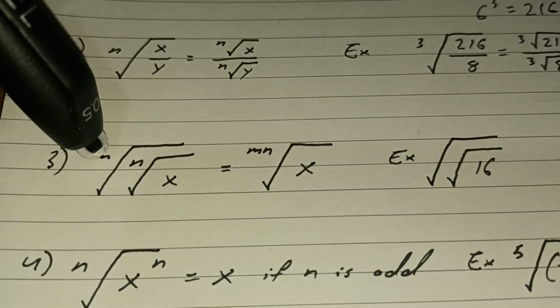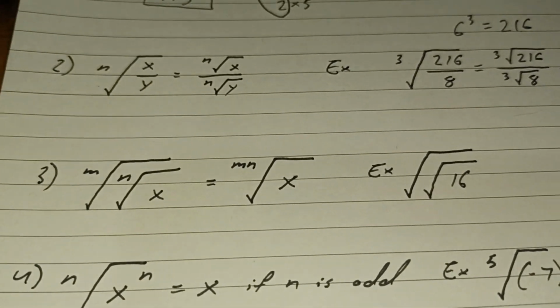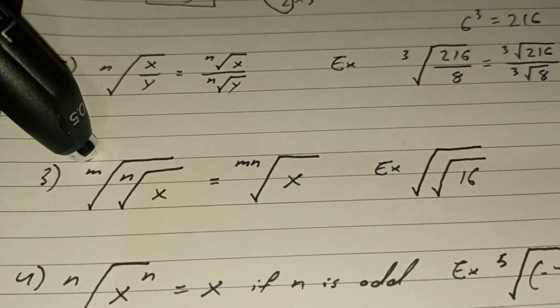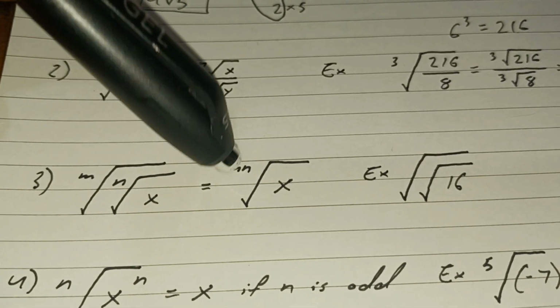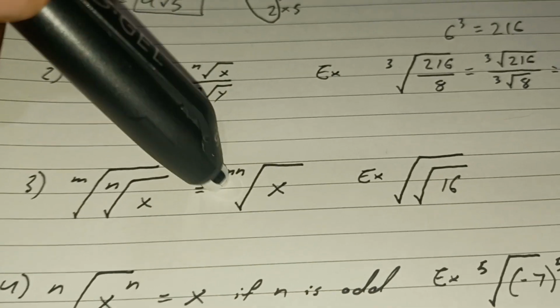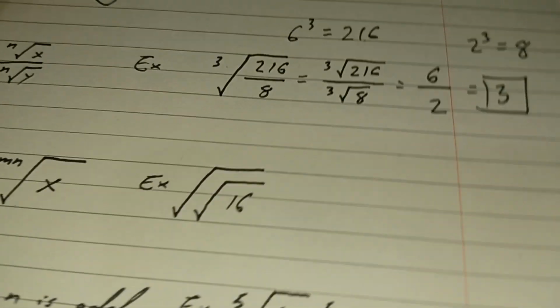The mth root and the nth root of x. We can do this by multiplying these two together, m and n. We can multiply them together to get m times n and take the root of whatever this is of x. Let's look at an example.